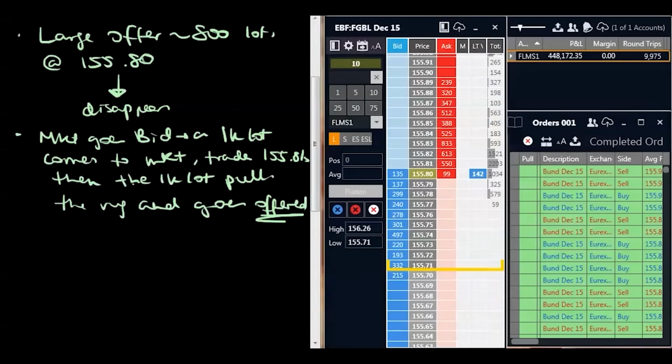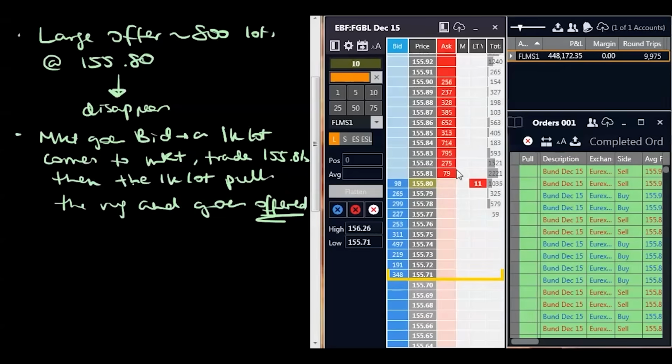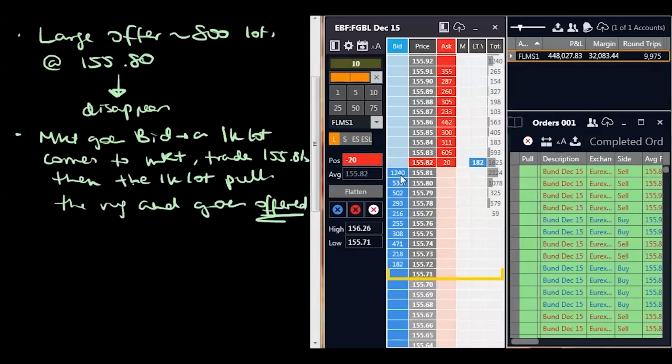Let's try and slow it down a little bit and see if we can ascertain what happens here. Trading 155.81s, it's a little bit slower motion. Let's actually try and trade this. We see a big offer at 81s there. It trades 55 lots into 80s, then a 1,000 lot comes in at 82s. That's where we start trying to get short. We're looking for a quick 2 ticks, and that's basically what you're looking for.